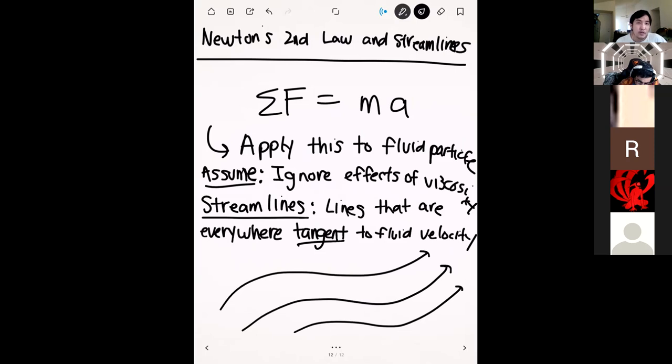The way you would draw the stream or the river is that you would draw lines that follow the river's path, and you would draw an arrow to indicate which direction the flow is going. So streamlines are, intuitively, just that. Streamlines are just lines that follow the flow. The formal way to describe that is that they're tangent to the velocity vector everywhere. Okay. And along these streamlines, we can draw little fluid particles.